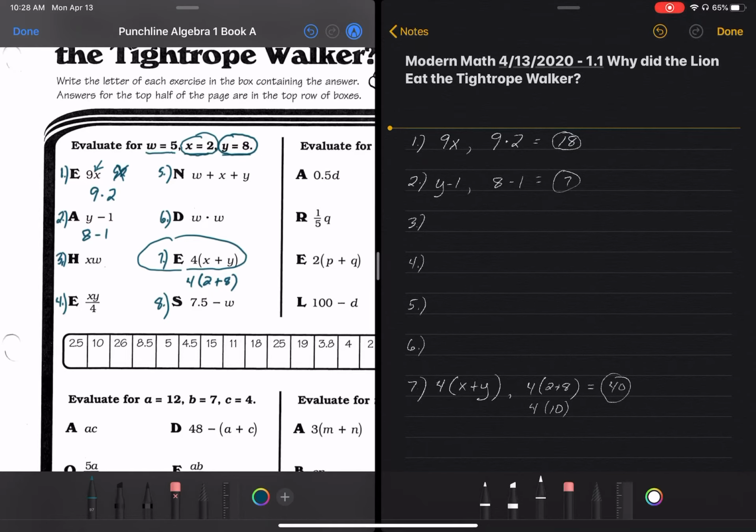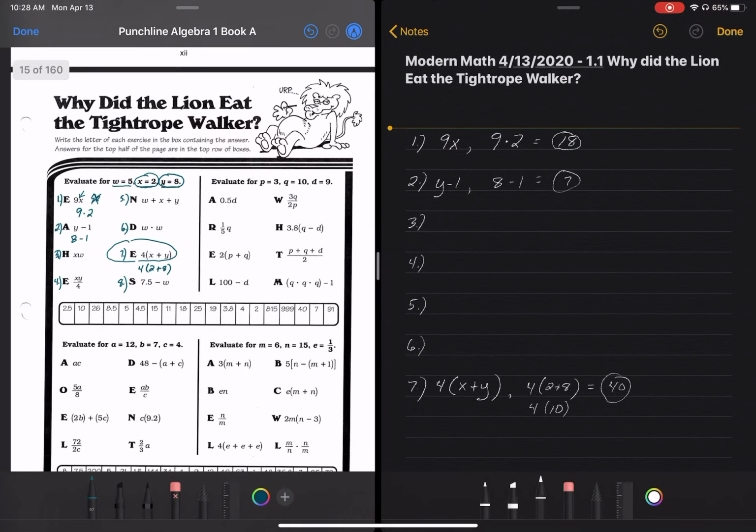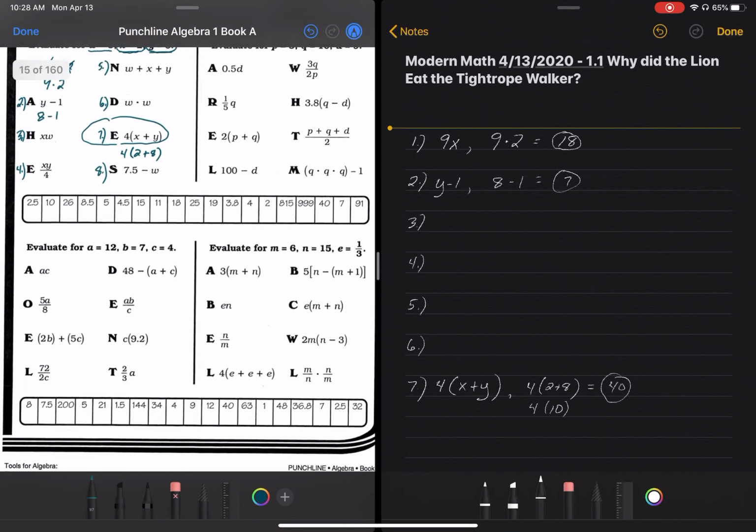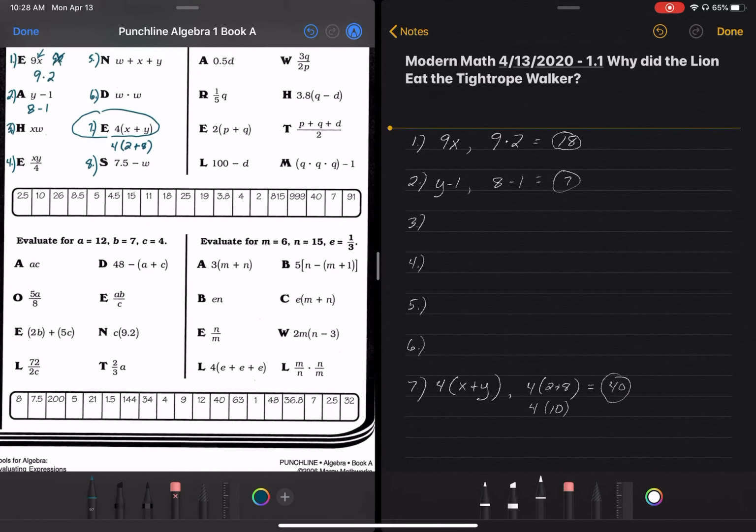Boom, 40. Now, here's the deal. We've done 3 of those problems, and I want to check to see if I'm getting right answers. Cool thing is, all the answers are down in these blank spaces down here. Is there an 18 in the answers? Yep, there is. So if you're printing this off, you could write the letter E in there. Number 2, we got 7. Is there a 7 down there? Yep, there is. It's right there. So 7 is A.